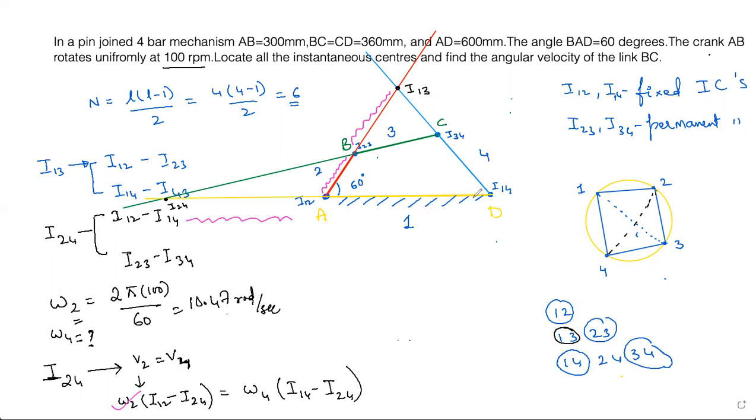Where is I24? Do we have the distance? Yes, measure the total distance, I14 to I24, right? And then you will get this value by measuring. Omega 4 is known by cross multiplication. Yes. So thank you. I hope you have understood.